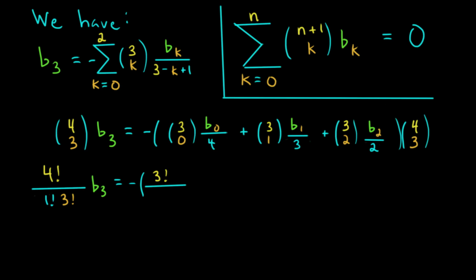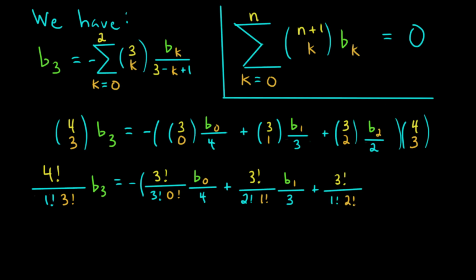And it equals the negative of the sum of 3 choose 0, which is 3 factorial over 3 factorial times 0 factorial, times b sub 0 over 4, plus 3 factorial over 2 factorial times 1 factorial times b sub 1 over 3, plus 3 factorial over 1 factorial times 2 factorial times b sub 2 over 2. And this is all being multiplied by 4 choose 3, which is 4 factorial over 1 factorial times 3 factorial.